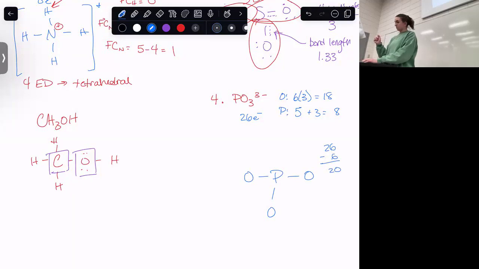Where do those go first? On the oxygens. How many did we use with our lone pairs? 18. How many are left? There's 2 left, and where do those go? On phosphorus. Awesome.